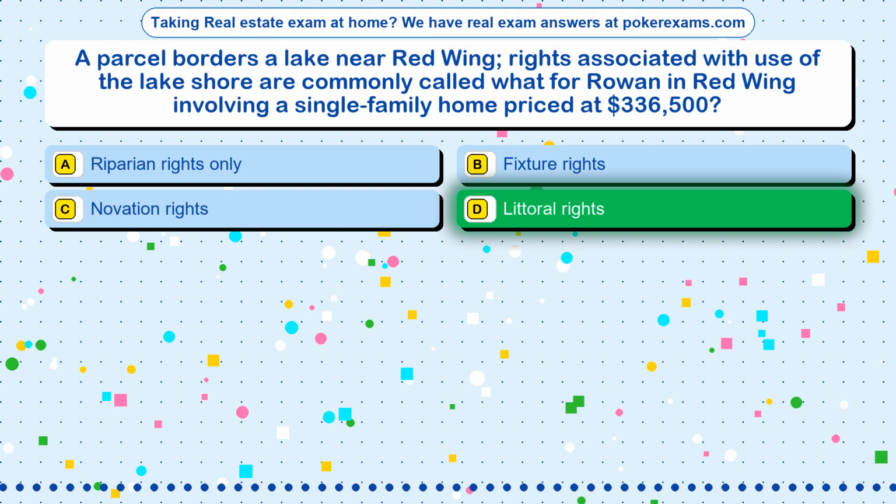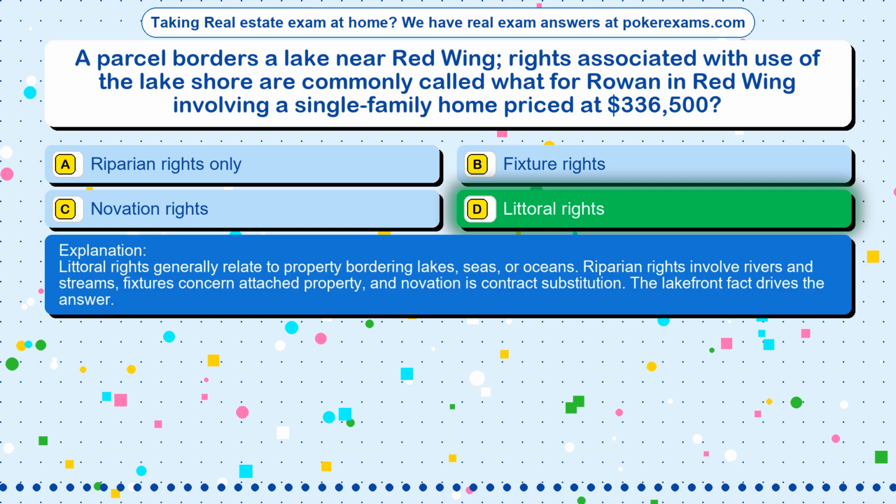The correct answer is option D, literal rights. Literal rights generally relate to property bordering lakes, seas, or oceans. Riparian rights involve rivers and streams, fixtures concern attached property, and novation is contract substitution. The lakefront fact drives the answer.